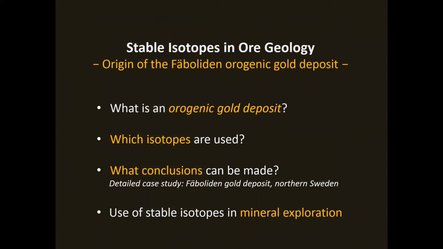So the topic today will be stable isotopes and how we use those isotope signatures in ore geology. And I will use a case study familiar to myself, which will be the origin of the Fäboliden orogenic gold deposit. First, in this talk, I will address what an orogenic gold deposit actually is, some characteristics of it. We will talk about which isotopes were used in this study and what conclusions could be made from this. And I will finish off with a couple of slides on how we can use stable isotopes also in mineral exploration.